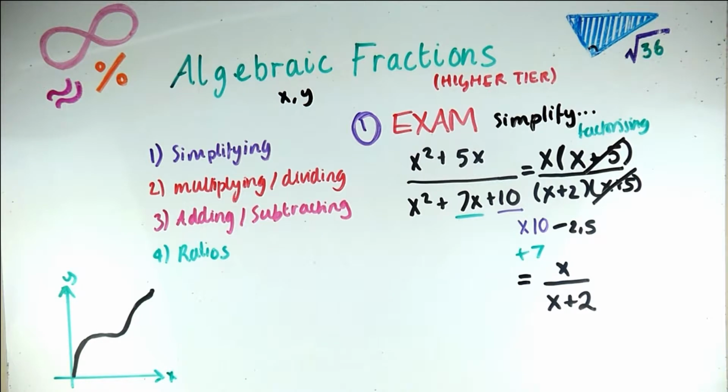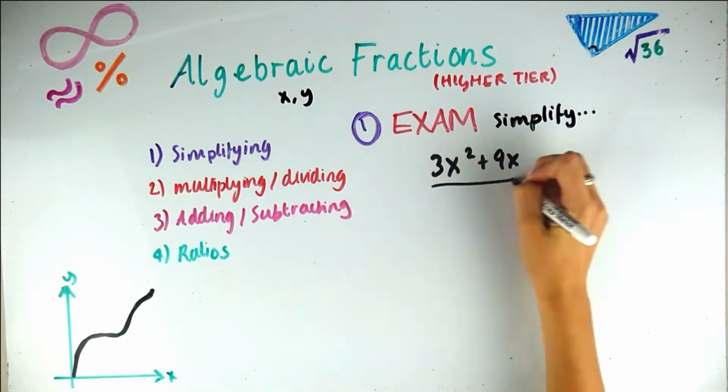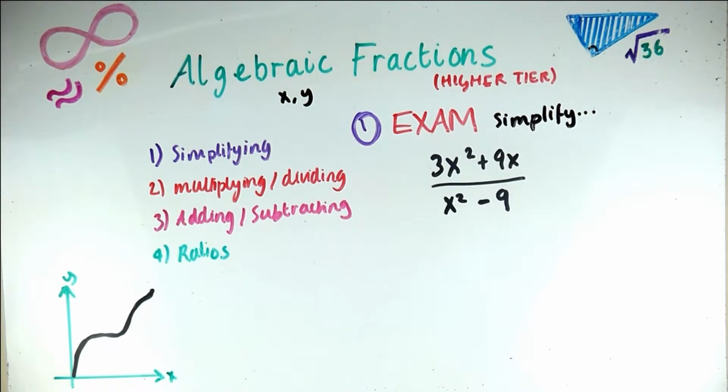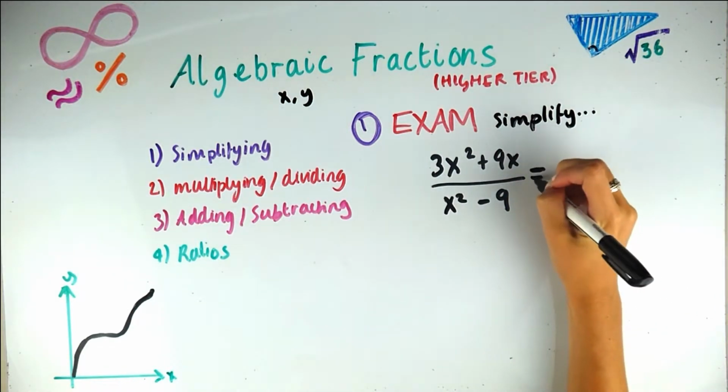So that's one example of simplifying an algebraic fraction, and it just means factorise and cancel something at the end. So let's look at another one. Okay, so simplify 3x squared plus 9x, all divided by x squared minus 9. This is an algebraic fraction because it's got the x and the x squared terms. Simplify means factorise and hopefully cancel something.